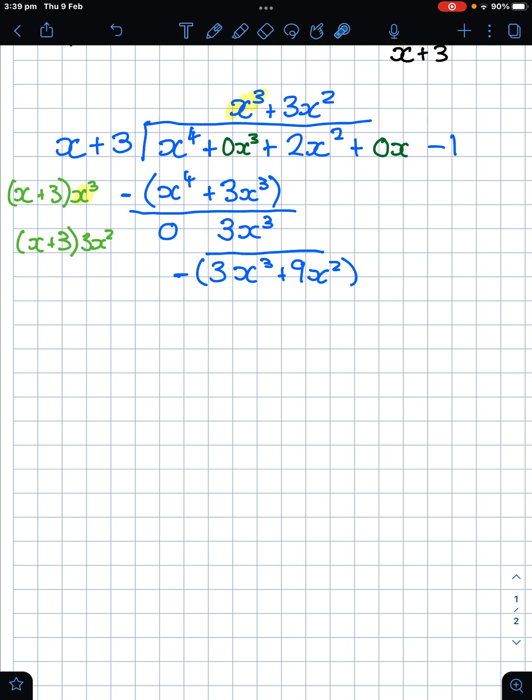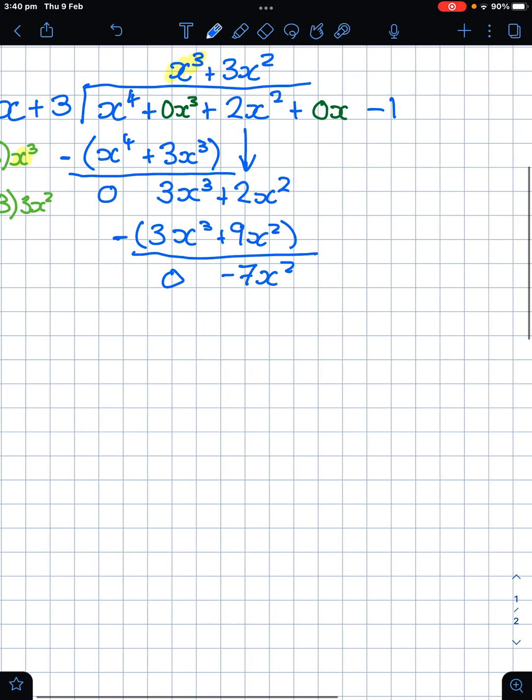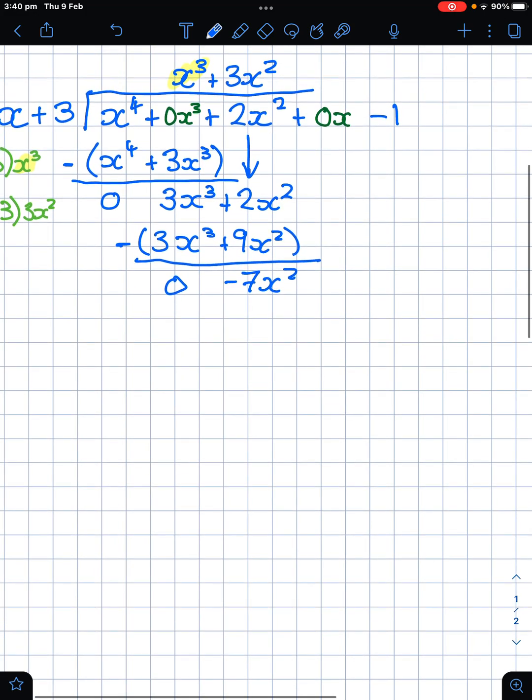Before I subtract this term from this term, I'm actually going to bring this term down because we've still got this in our polynomial. So this comes down here and we have plus 2x squared. So we're going to have 3x cubed minus, I might actually remove that line and put it below. So we've got 3x cubed minus 3x cubed gives us 0. And then we've got 2x squared minus 9x squared gives us negative 7x squared. Okay, so now we're up to our next line.